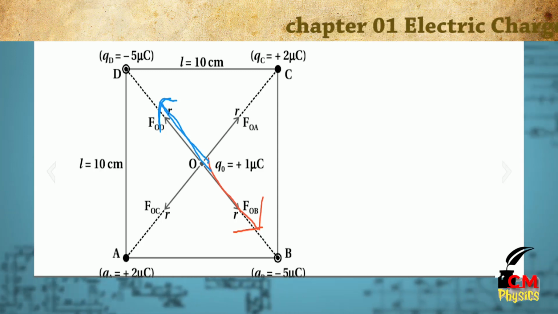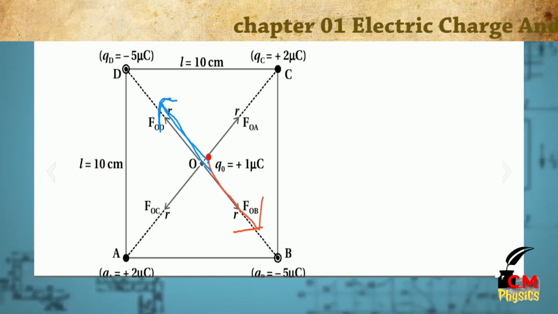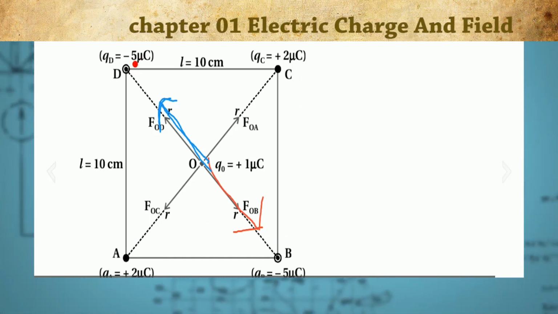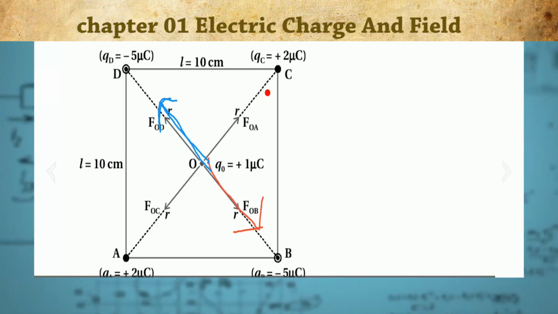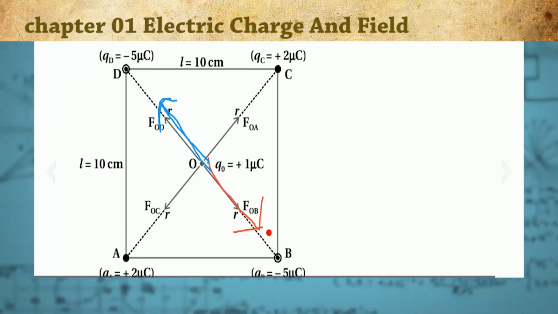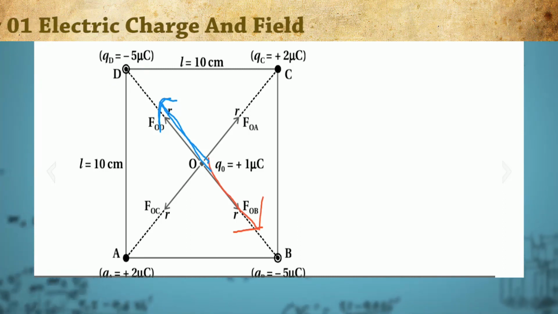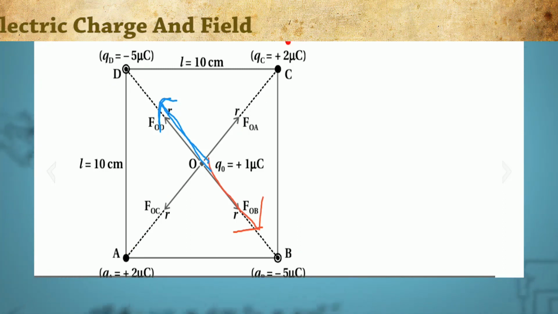At the point O, there are a total of 4 forces working, due to A, due to B, due to C and due to D. But the force due to A is neutralized by C, and the force due to B is neutralized by D, because opposite corners have the same magnitude.